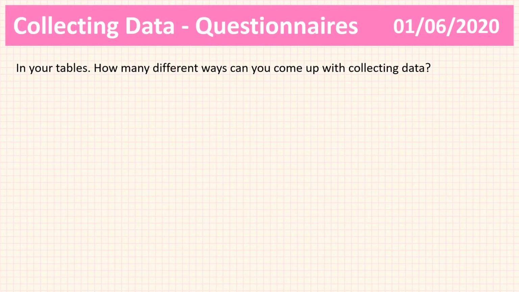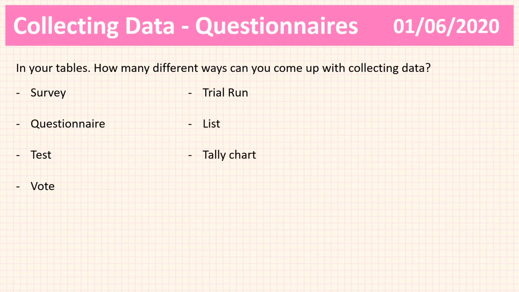Okay, so here are some ways you could collect data. You could conduct a survey, you could do some questionnaires, you could do a test. Oh, that's a good way of collecting data. You could do a vote or some sort of ballot. You could do a trial run. You could make a list. You could do a tally chart. You could have a table of values.